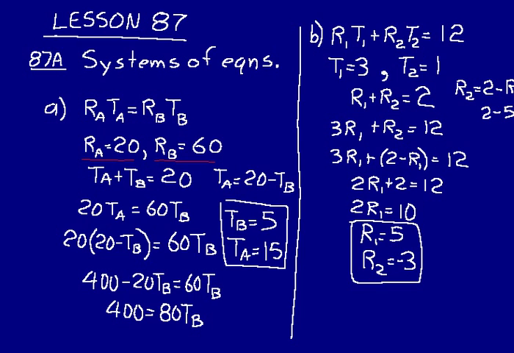And so there's our pair of answers there. R1 is 5, R2 is negative 3. So you solve these systems of equations just like we did back in lesson 79. The one difference is one of those equations you may have to rearrange now when you're doing these in the problem sets and on your test.